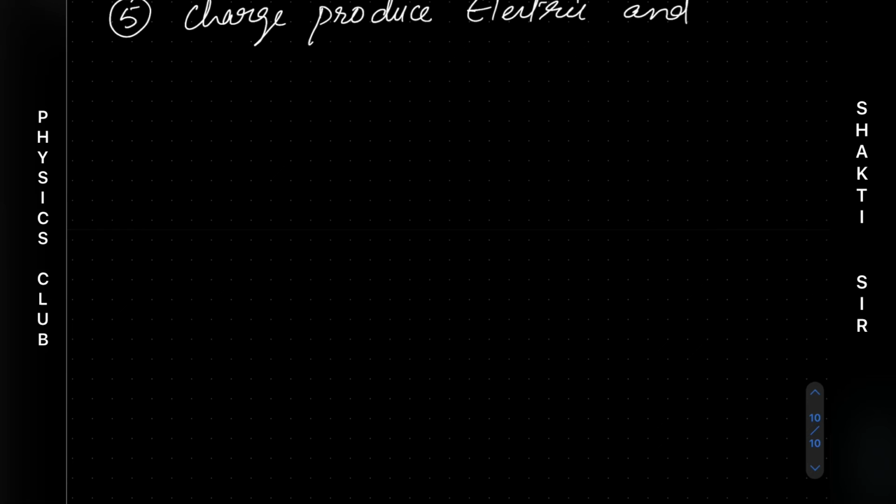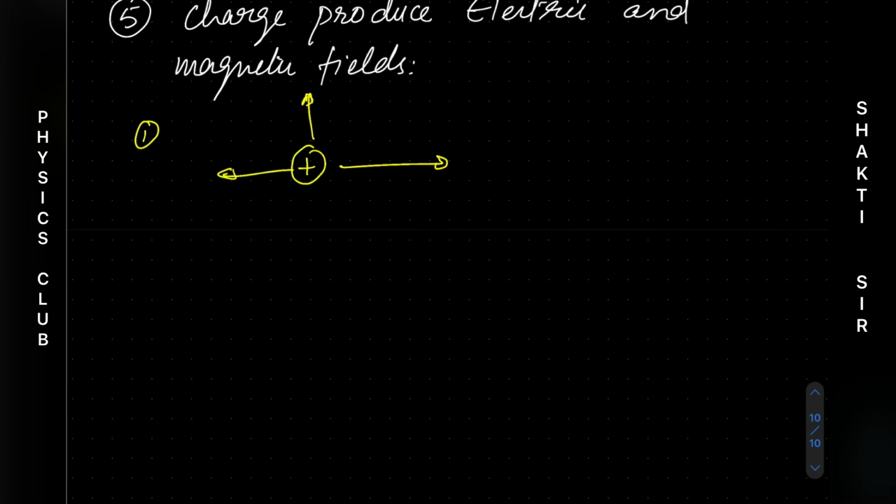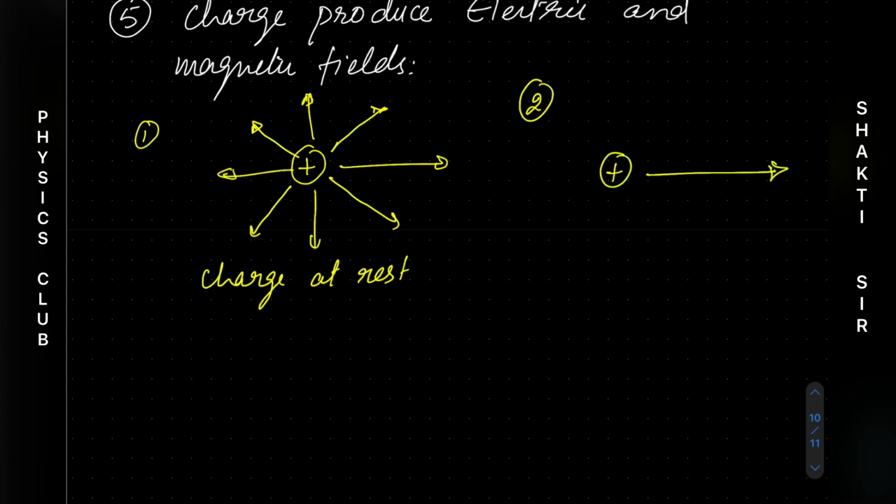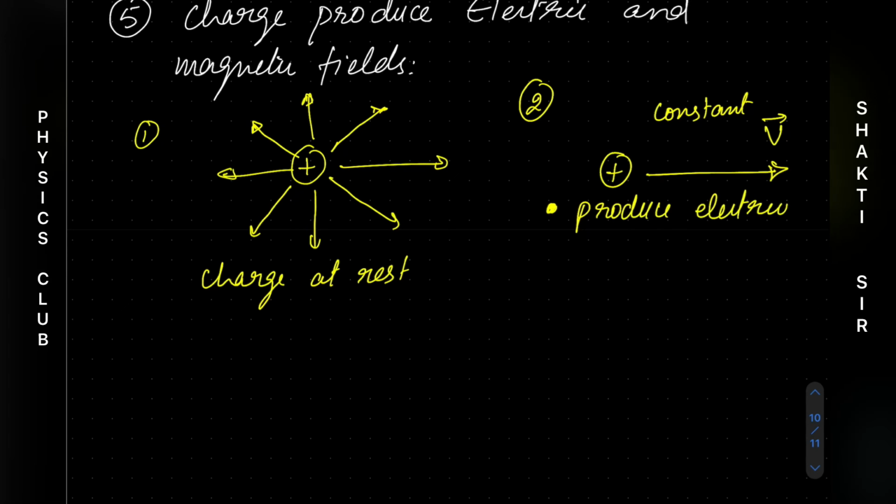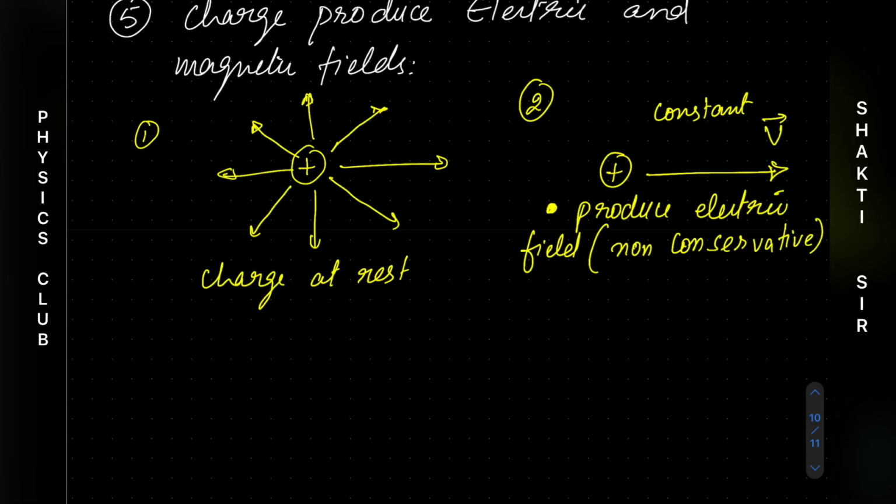Next property is that charge produces electric field and magnetic field. It is a very beautiful property. Let's consider we have a charge which is at rest, so it produces an electric field around it. This electric field is conservative in nature. But in the second case, if the charge is moving with constant velocity, then it produces an electric field as well as a magnetic field, whereas the electric field will be non-conservative in nature, because it is not electrostatic, because the charge is not at rest. So the electric field is non-conservative in nature.